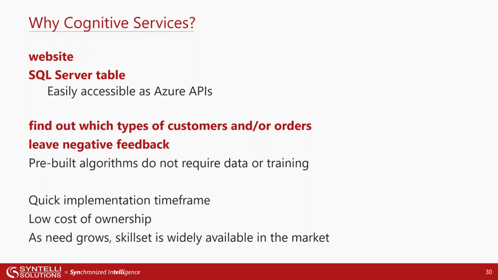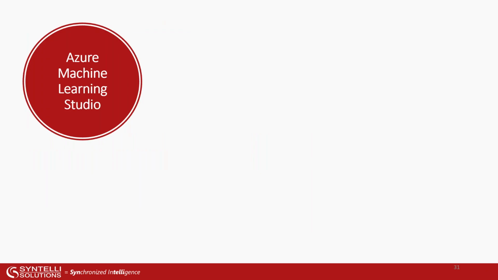The cognitive services APIs are also relatively cost efficient. As long as we use them intelligently, we can keep our costs down. Also, just like with Power BI, the skill set of productionalizing APIs is extremely common in the marketplace, and you can easily find more people as your needs grow. With that, that's the end of cognitive services.